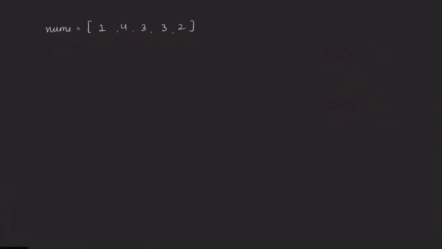Then strictly increasing and strictly decreasing. This array is strictly increasing, but this is not, because here the number is the same. Strictly means that the numbers have to be different. Then this is a strictly decreasing array, but this is not a strictly decreasing array. So we need to find the length of the longest strictly increasing or decreasing array.